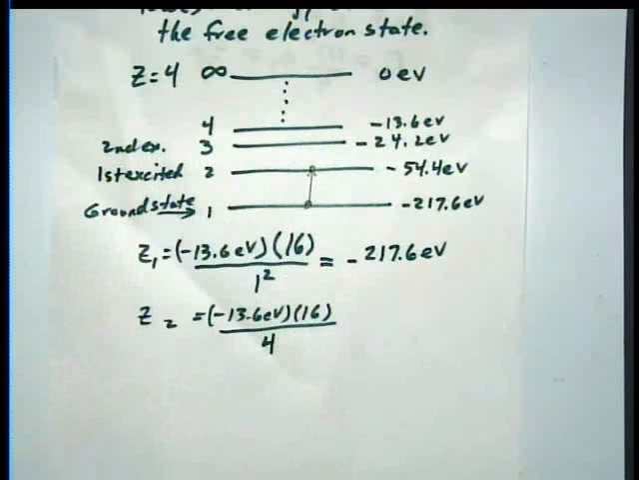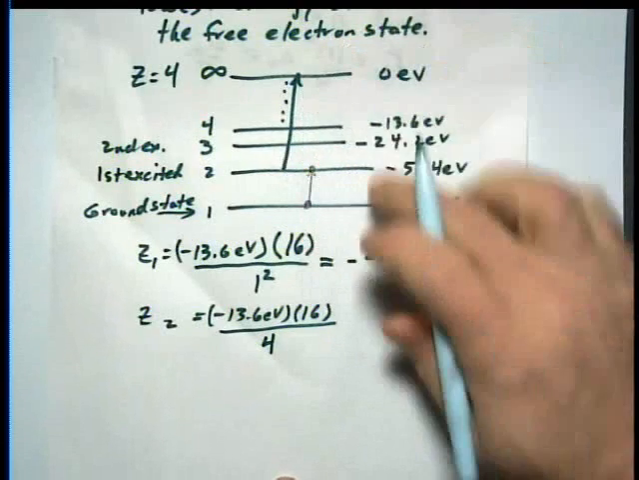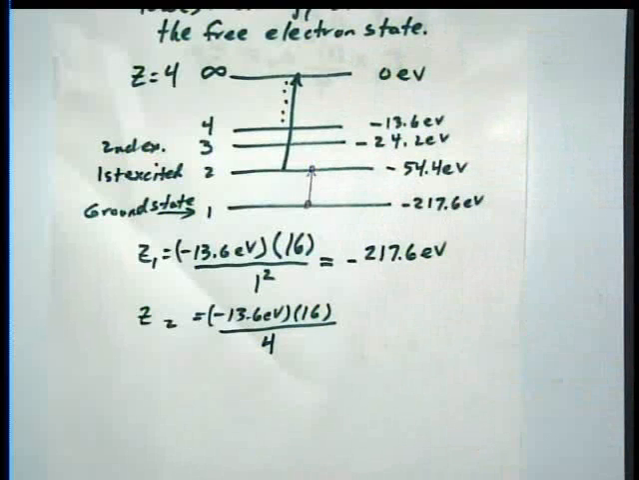So sometimes the problem says it goes from the second excited to the first excited. Make sure you don't use n equal 2 to 1. It's 3 to 2 in calculating the energies. Okay? If you take something from here up, that difference is called the binding energy. If you go from the ground state to a free electron, it's called the ionization energy.